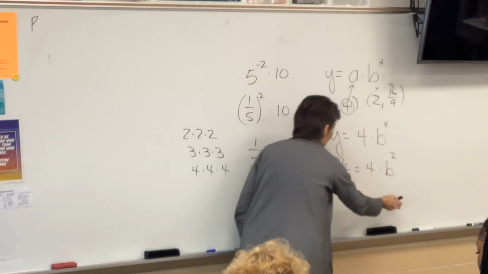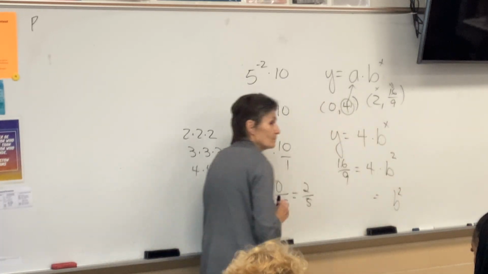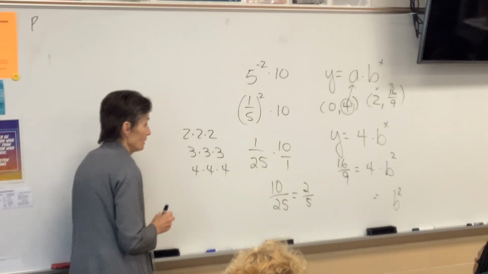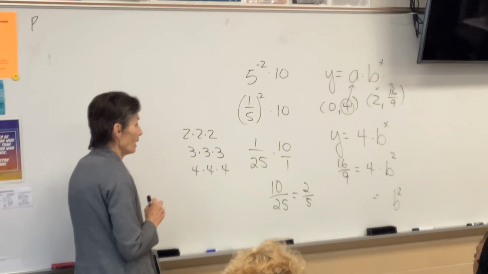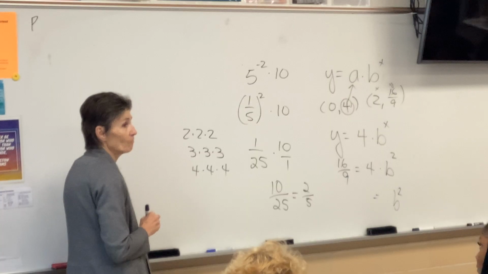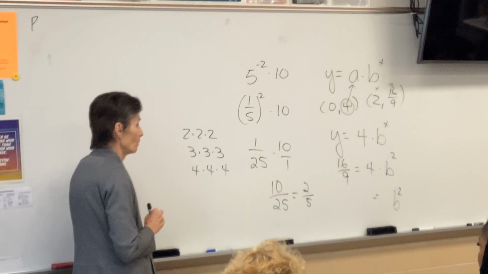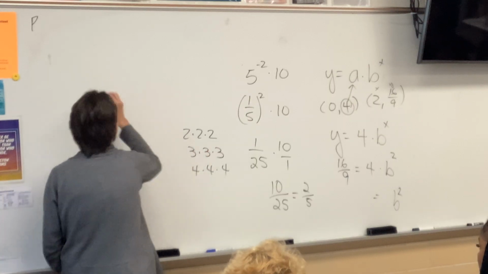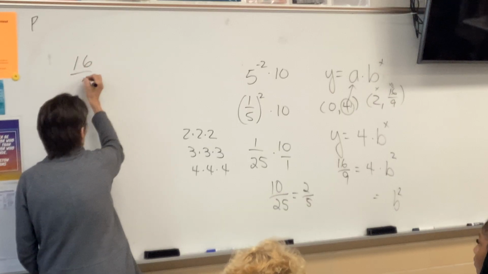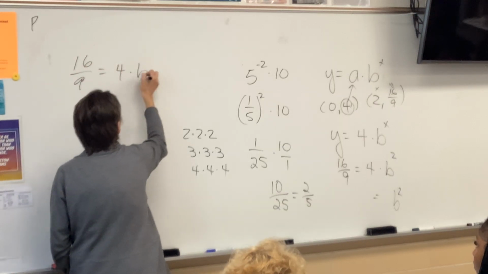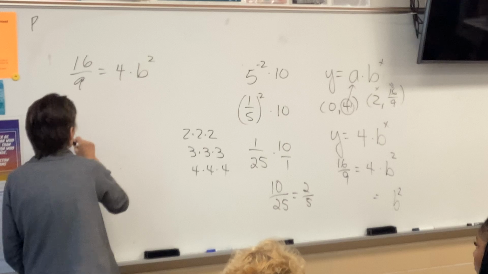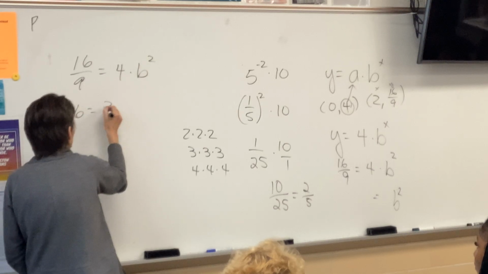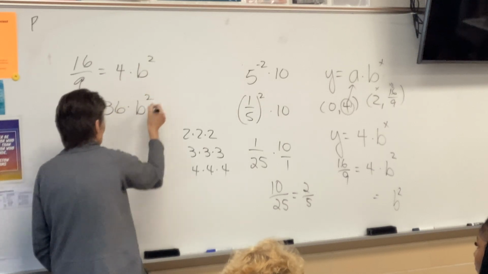So one option, we gotta get B squared by itself, okay? That's what we gotta do. So one option is to multiply by 1/4. Divide by 4, multiply by 1/4. Another option that some of you liked was, because you weren't comfortable with the fractions, if you multiply by 9, you would have this. Agreed?